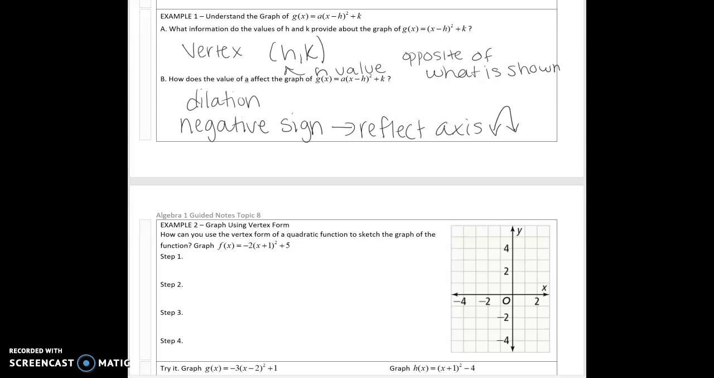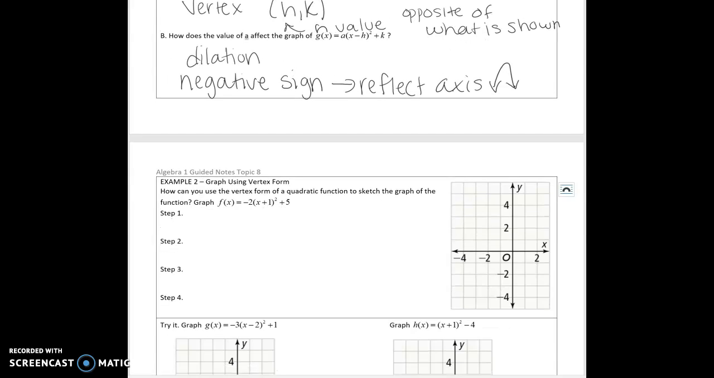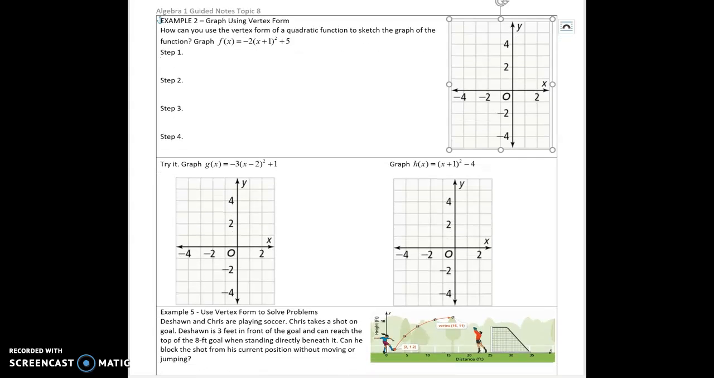Okay, so moving on, looking at example 2 now, we're going to graph. So the first step is you're going to plot the vertex, and we can see the vertex right here. And remember, it's the opposite, so our vertex here is -1, 5. And then you just go ahead and plot that point. So -1, 5.